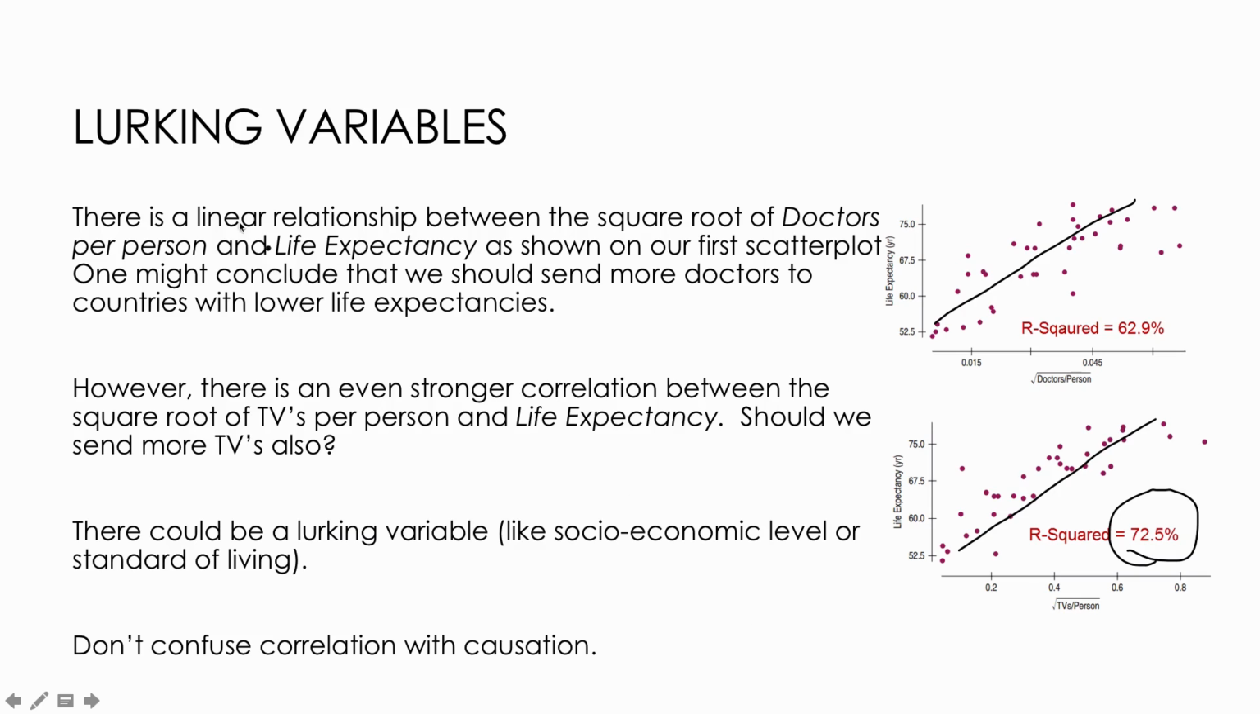But again, we have lurking variables that could explain both the number of doctors per person and the number of TVs per person, which would probably be like socioeconomic level, standard of living, etc. So again, don't just assume because they're in a scatter plot together that one caused the other. Correlation does not imply causation.